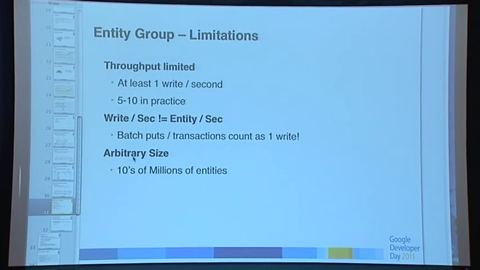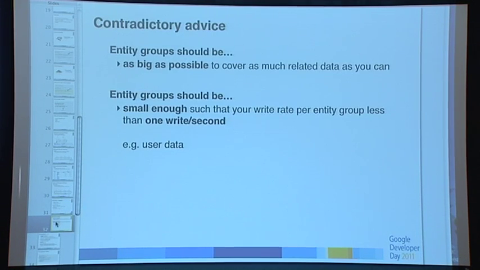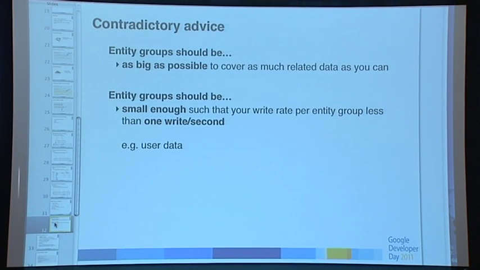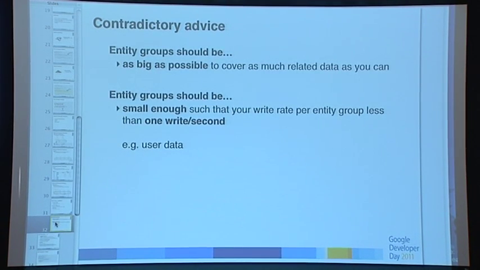And again, you can have arbitrary sizes per write. So the contradictory advice with entity groups is that you want to make them as big as possible to put as much data as you can underneath them, but you want to make them small enough that the write rate stays within the 1 write per second. These are sort of best practices.